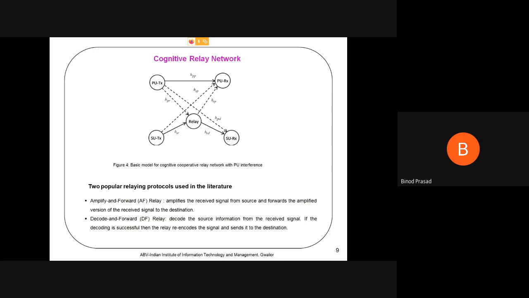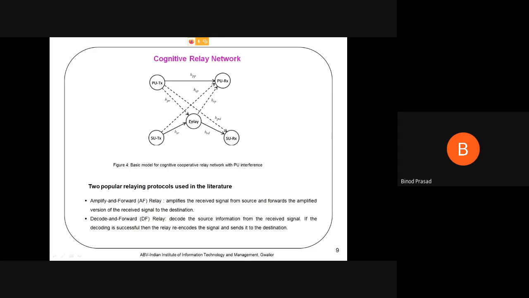Amplify and forward relay says that when the source is transmitting, the relay will simply get that signal, amplify it and forward it to the receiver. But when it is amplifying, what will happen is it will also amplify the noise and send it to the receiver. So obviously this amplify and forward relay scheme is simple, but it also amplifies noise. So it has some limitation, and its performance is somewhat less.